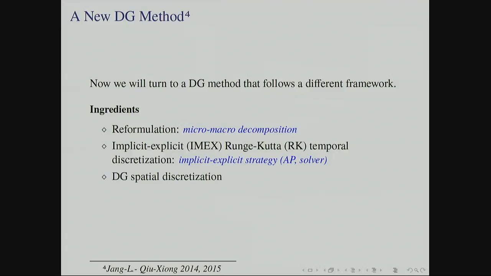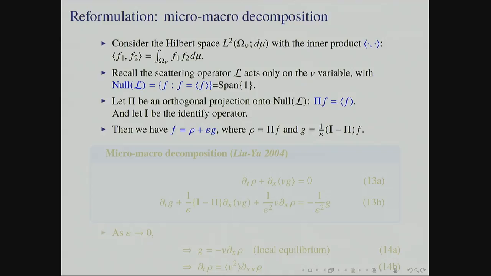Let's look at the reformulation. Here I will consider the L2 space in velocity with the most natural inner product. Then recall that the scattering operator only acts on the v variable. The null space is one dimensional, so it only includes functions which do not depend on v. Then I'll introduce an orthogonal projector, pi, which maps any f to the null space of L. You give me f, and I just need to integrate over the velocity, so I have a function dependent on x and t only. With that, any function f can be decomposed orthogonally into two parts. One is pi f, which I call rho. The remaining part is essentially the remainder. I factor out an epsilon, so the remaining part is called g.